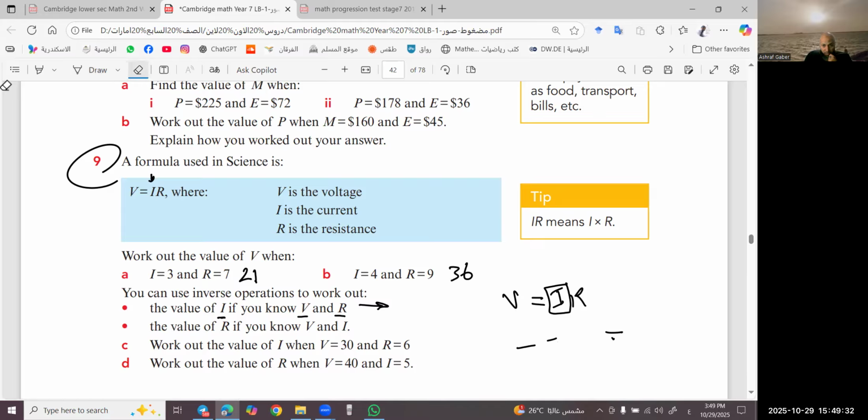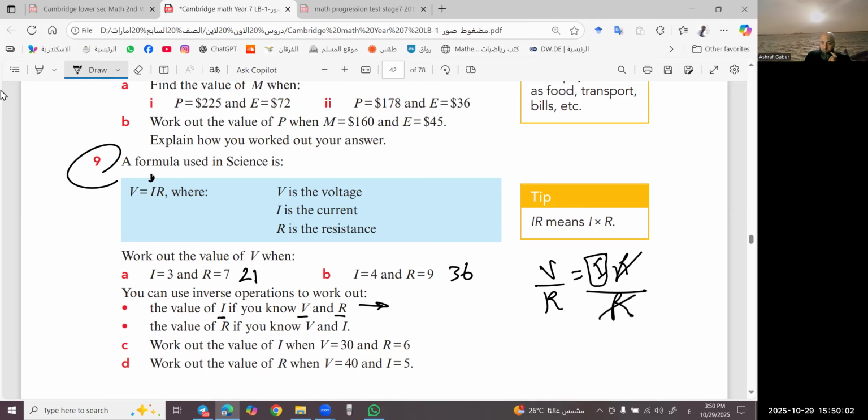In this exercise, first step, and this is one of the important questions you get in any exam. Use the inverse operation to work out I if you know V and R. We have V equals I R. I want to get this I only. So I divide this by R and divide this by R. This R cancels with this R. So I equals V over R.